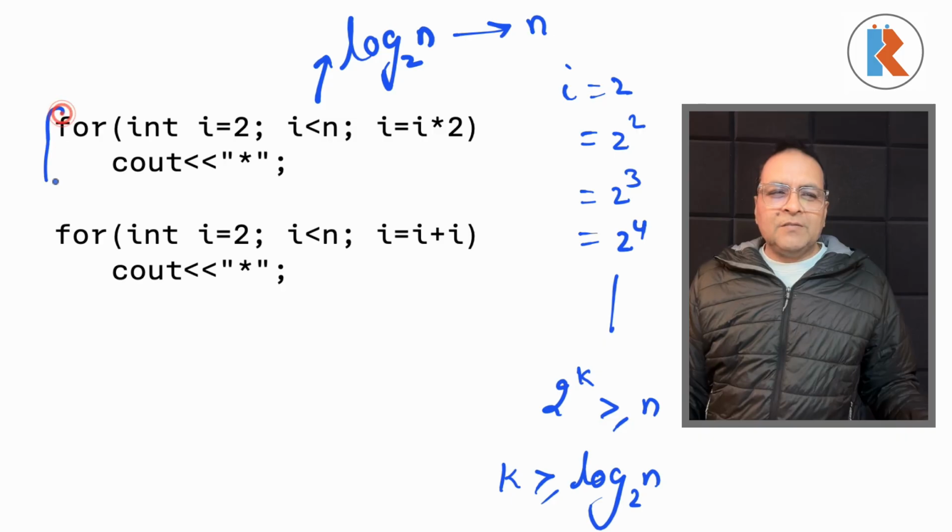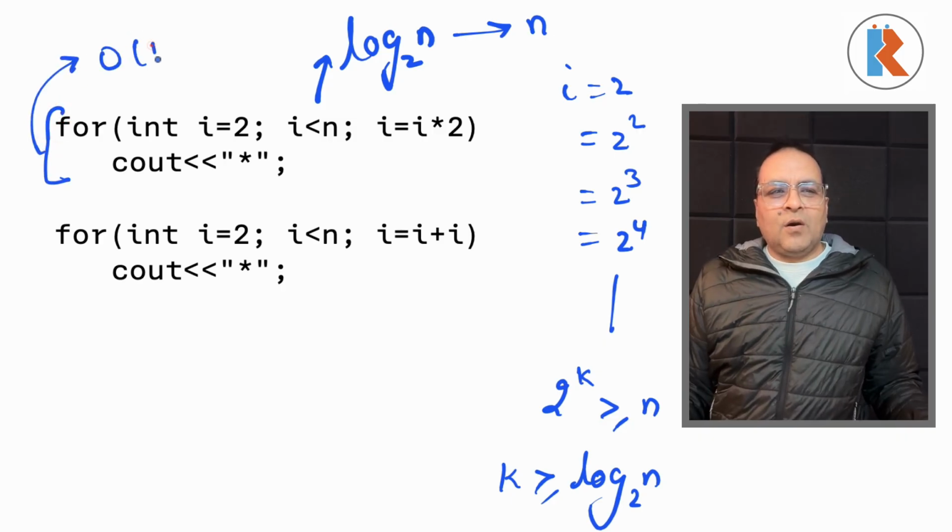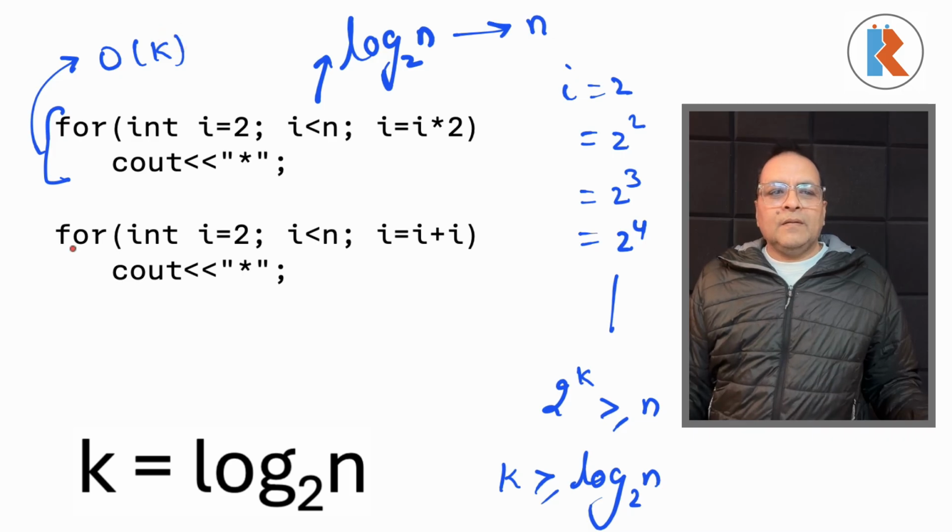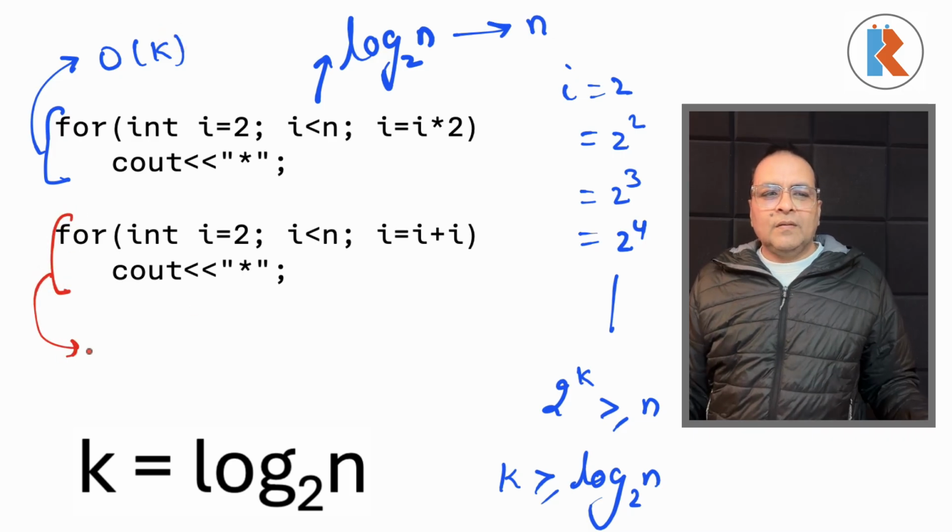So the total number of times this for loop is getting executed is k. Therefore, the time complexity of this for loop is order of k. The same is true for this for loop also. The time complexity of this for loop is also order of k.